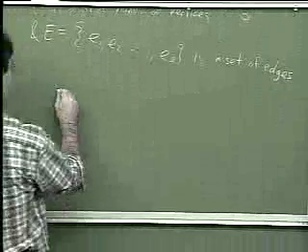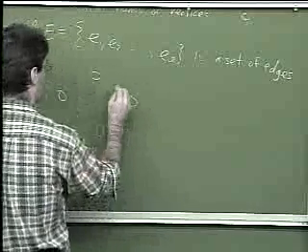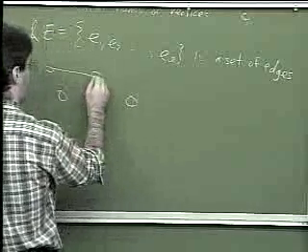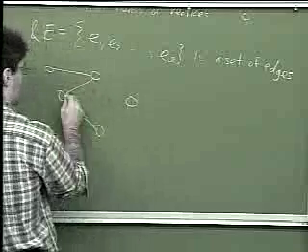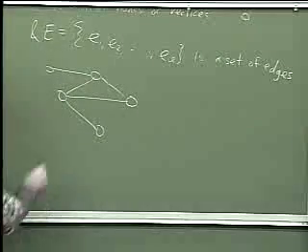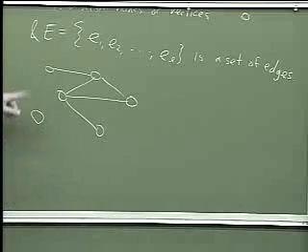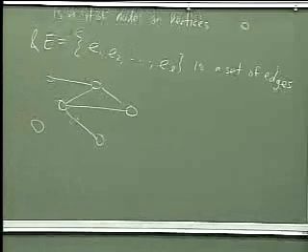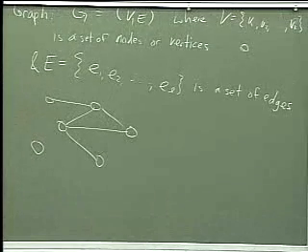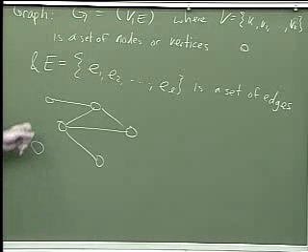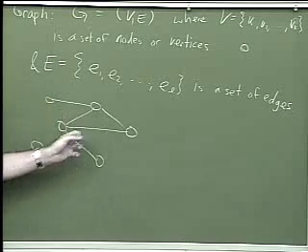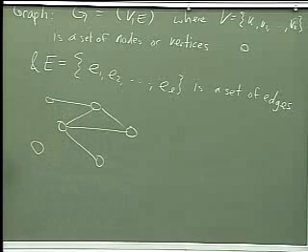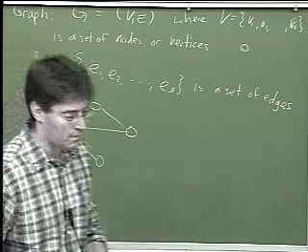Okay, so for instance, here's a simple graph. The circles are nodes, and the lines are edges. This graph happens to not be connected, meaning that there is no path you can take, no series of edges you can follow to get to this node. This node is disconnected from the rest of the graph.